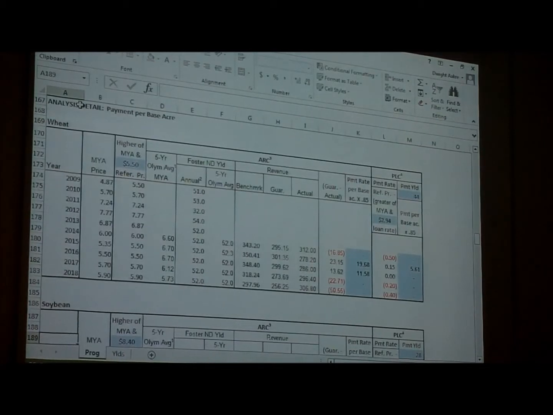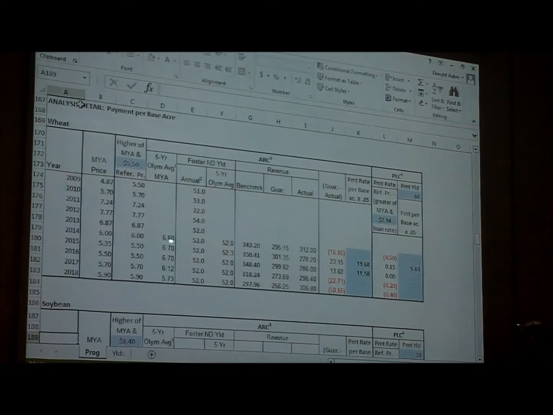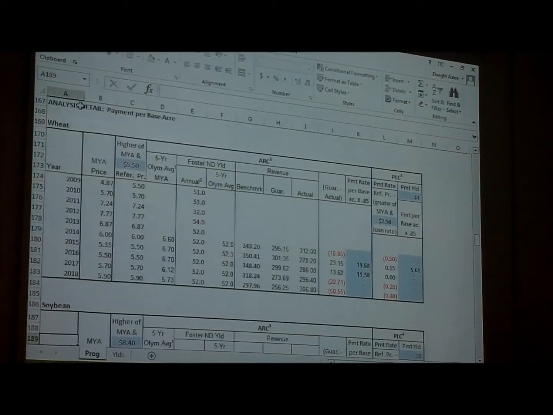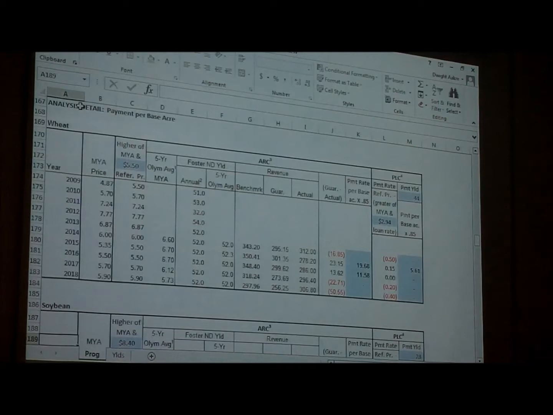A little bit of the math. $6.60 is our benchmark price for this year. Next year will be something different because the first year will drop off and 2014 will enter in that 5 years to calculate the average. 52 bushels is our Olympic average yield for 14. Depending on what the yield is in 14, it'll change for next year.